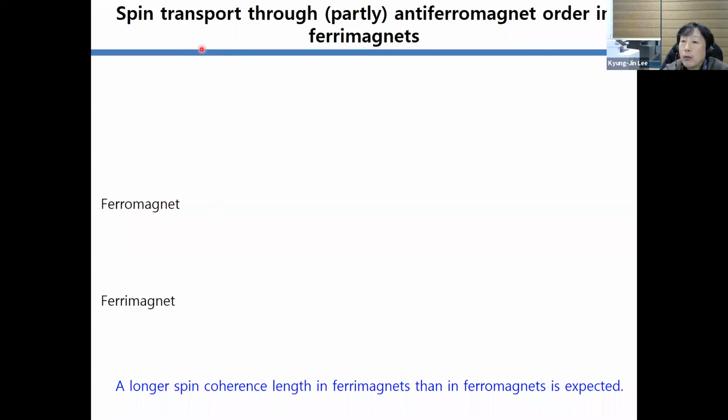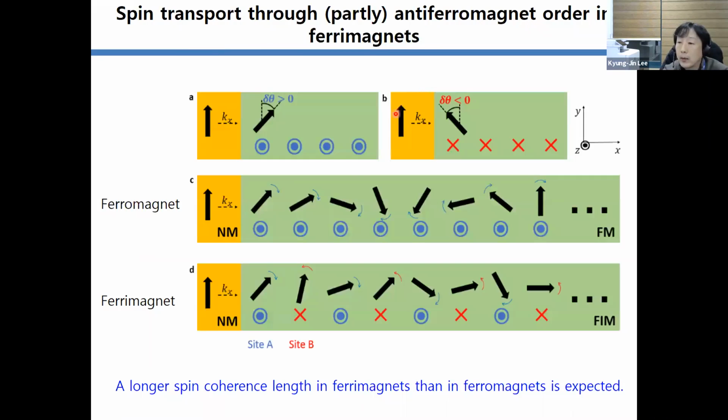So when we think of the spin transport through partly antiferromagnetic order in a ferrimagnet, if it is a ferromagnet, this is a magnetic moment. The vectors are the spin direction, the classical, semi-classical picture. It rotates at every magnetic moment, and it gives the very strong out of phase, as I explained before. But in the case of a ferrimagnet, at site A, it rotates clockwise, but at the next site, site B, the magnetic moment is in the opposite direction, so antiferromagnetic order.